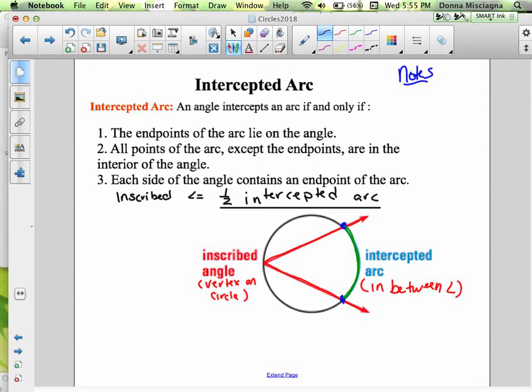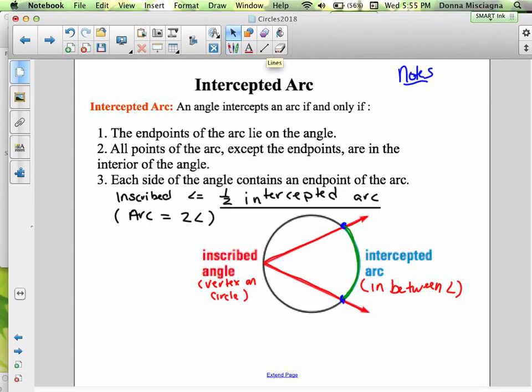You can also think of it this way, that the arc equals 2 times the angle. Right? So you can put both of those in there. Because sometimes it's going to be easier to use the formula inscribed angle equals half the intercepted arc. So if we're solving for the angle, it's going to be easier to use that equation. If we're looking for the arc, it's going to be easier to set up the equation as arc equals twice the angle. So if the inscribed angle is half the arc, then the arc must be twice the angle.